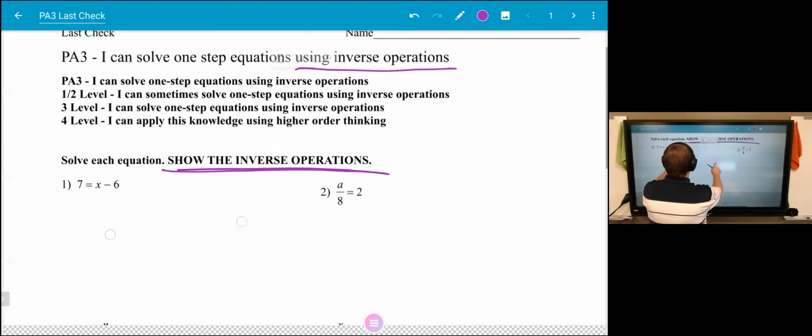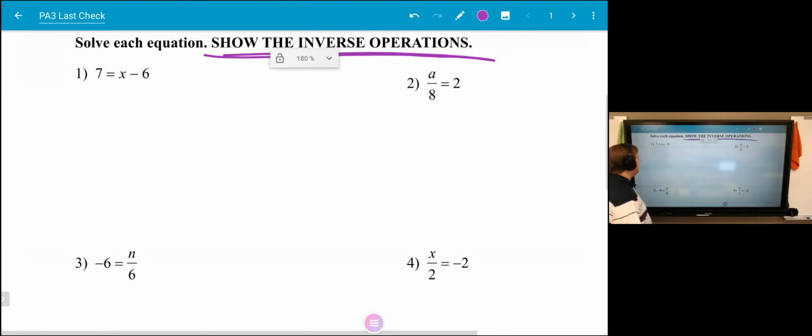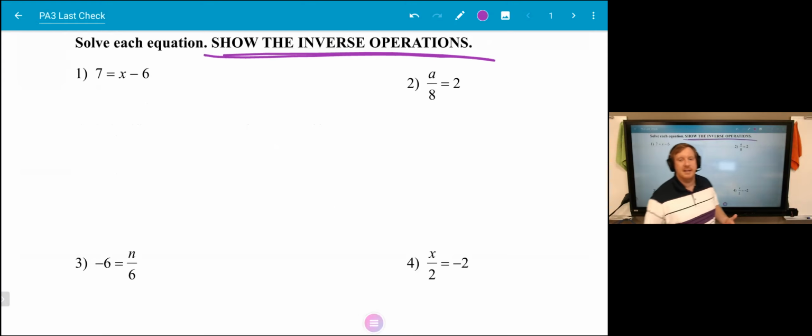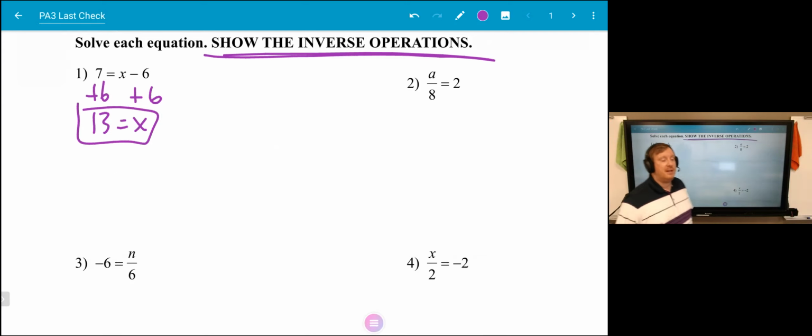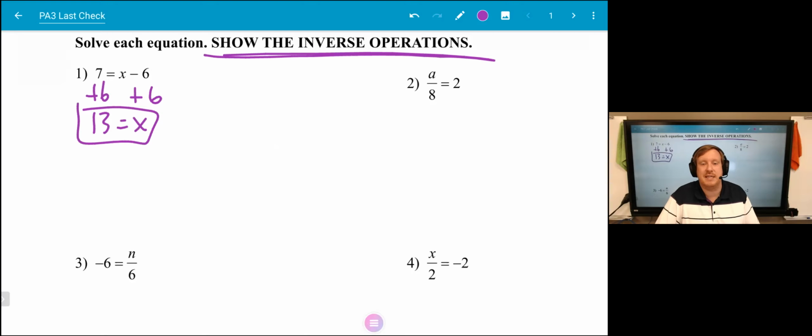Here we go, number one. 7 equals x minus 6. I'm trying to solve for x. The opposite or the inverse operation to subtraction is addition. Add 6 to both sides, and I get 13 equals x. Can I check that? You sure can. Plug in 13 for x and see what happens. 13 minus 6, is that 7? It is 7. So you can check your work.